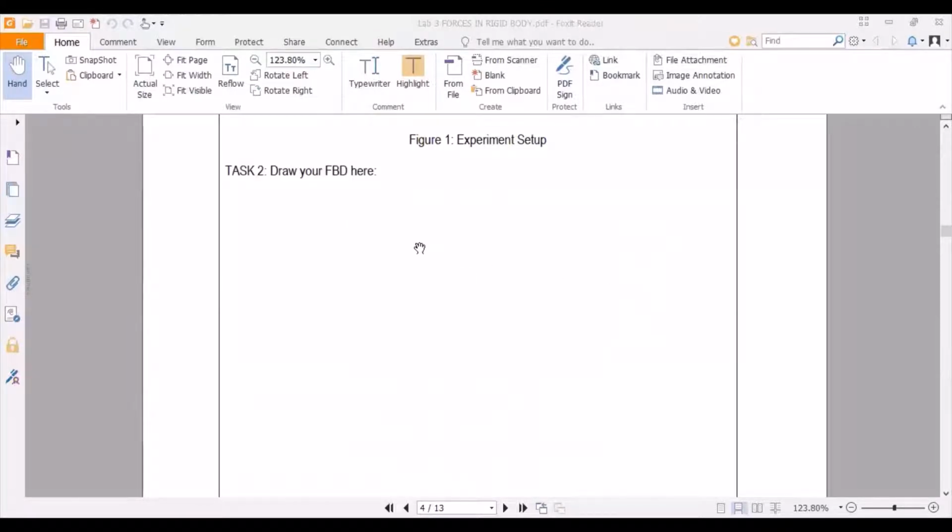Remember, before we draw the FBD, you should recognize which one is the body. In this case, the body is the beam at a certain angle of theta. And then you should write down all of the forces acting on the beam.